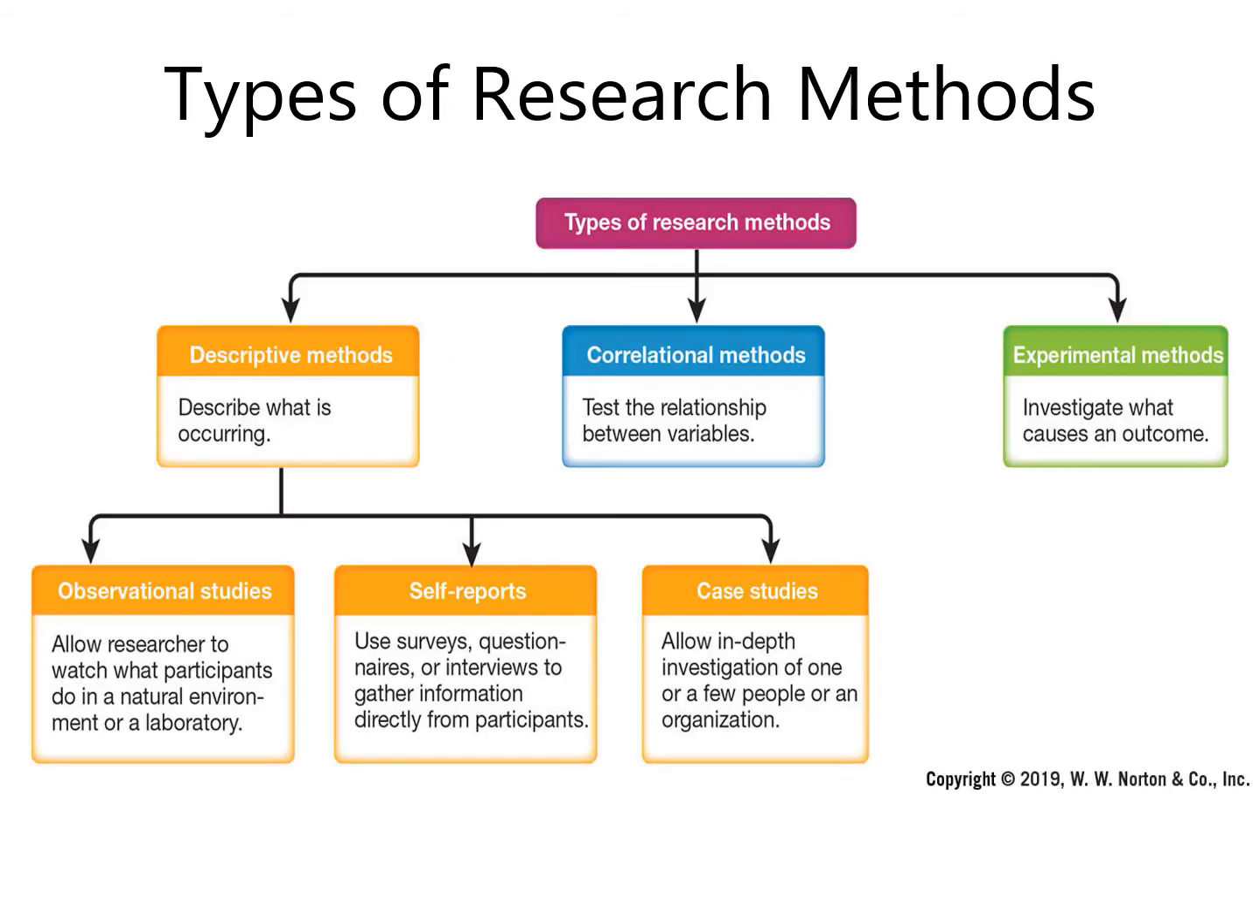Let's talk about these methods. Here we've broken them down. Descriptive methods describe what is occurring, and we're going to talk about three different categories of those: observational, self-reports, and case studies. Then we'll talk about correlational methods, where we look at relationships between variables. And then finally, we're going to look at the experimental methods when we're talking about cause and effect.